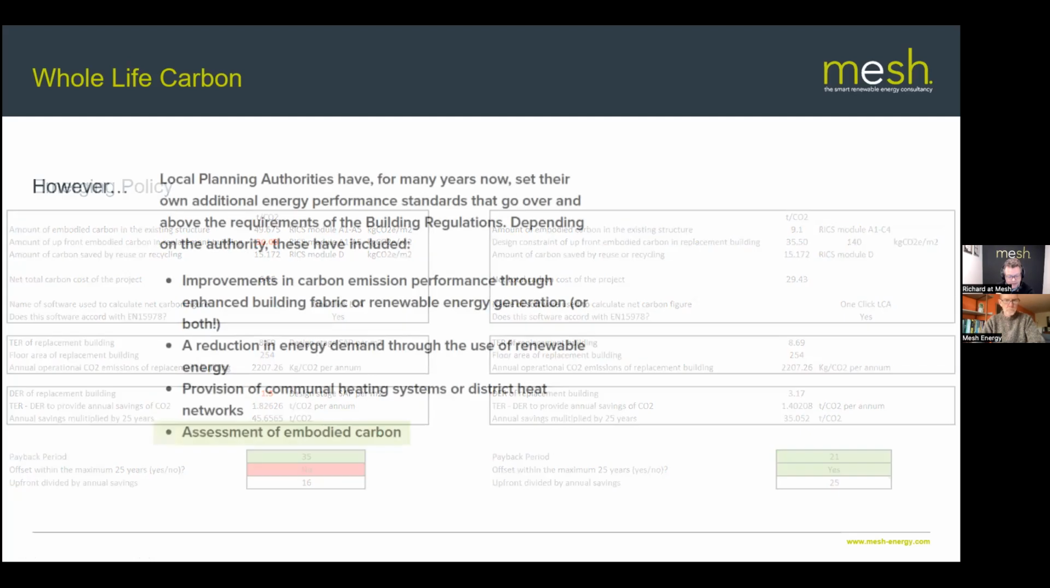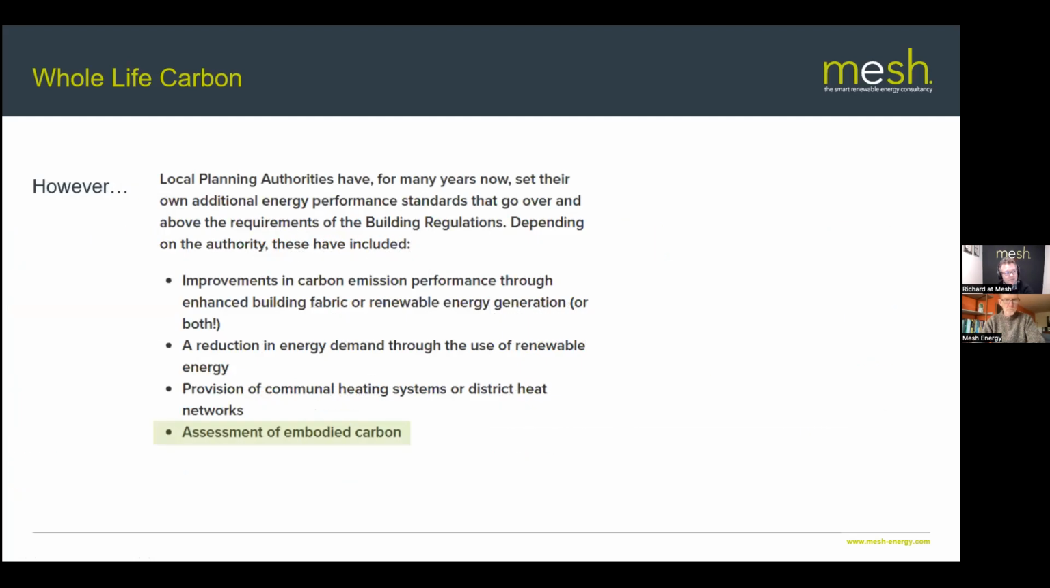However, there's been a ministerial statement in the last 24 hours about the challenges of getting planning approvals, and some of the planning consultants that we work with have picked up on this because it includes what they've noted as the assessment of embodied carbon as a potential barrier to new projects. So this has kind of put a spanner in the works a little bit.